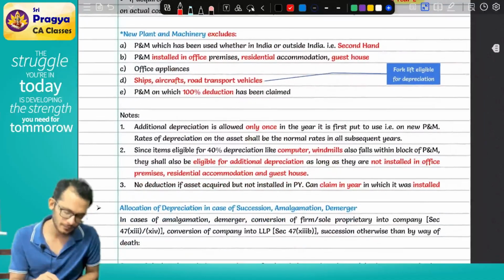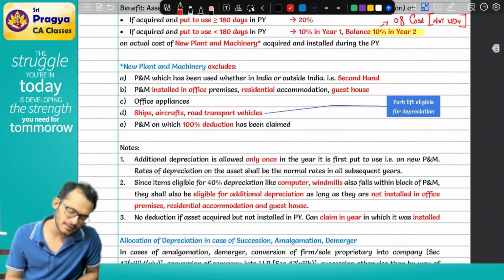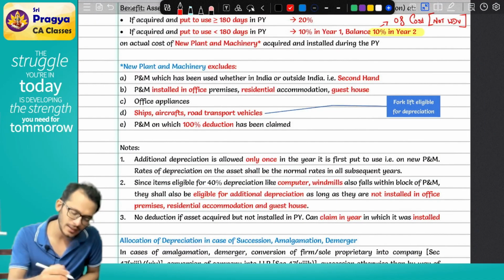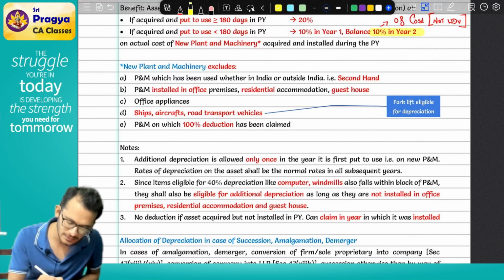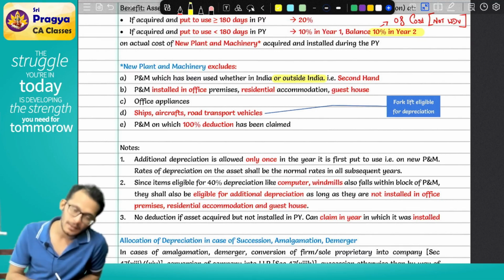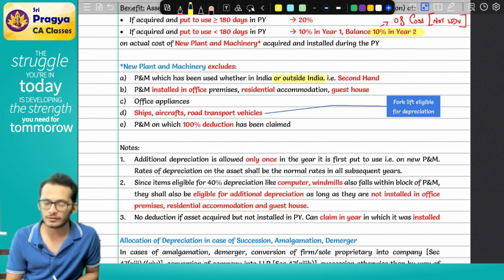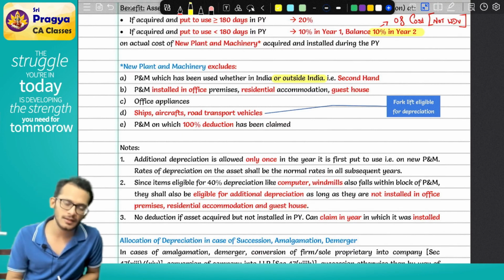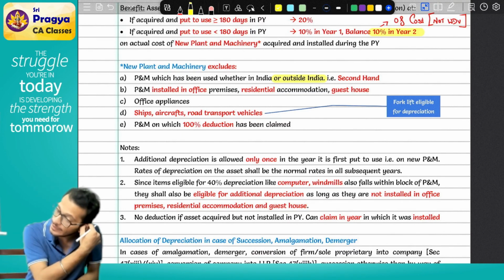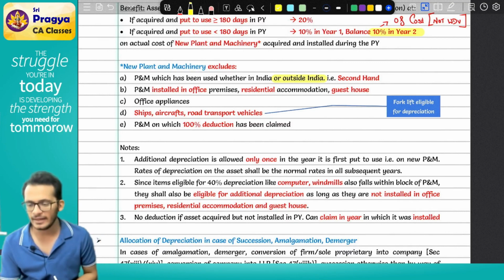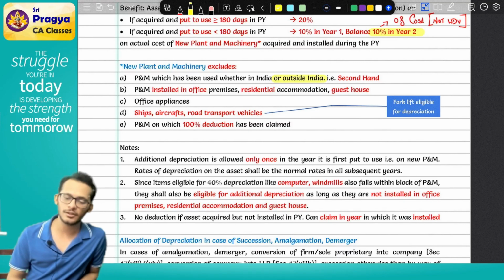See, new plant and machinery excludes any kind of plant and machinery which is used outside India. Please take out your highlighter pen and mark this, outside India. You are not eligible for an asset used outside India as well. Only in this section. In any other section, you are eligible.